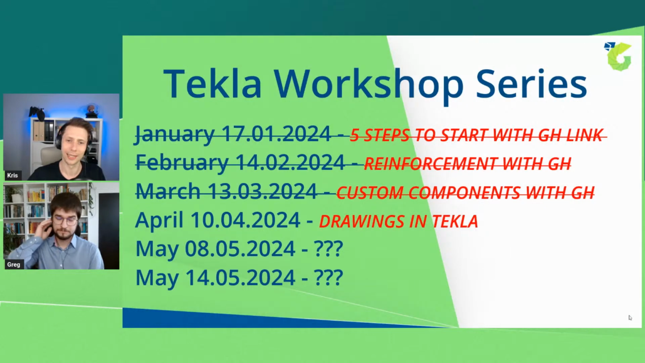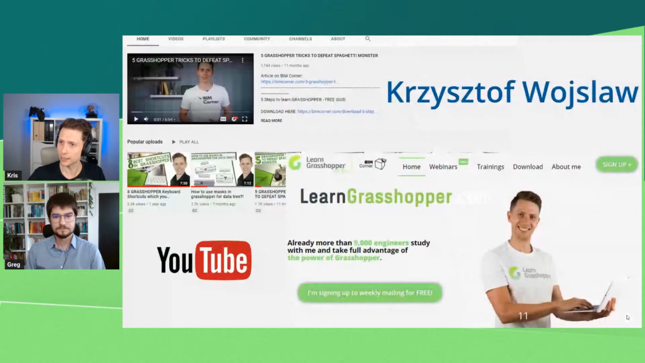Now we are about drawings in Tekla. Before we start, just two words about me. My name is Krzysztof Wojslaw. You can call me Chris. It was fun seeing our names at the start, and I said, we are both Polish. My name is Krzysztof, and Greg is actually Grzegorz. I was saying, okay, Krzysztof and Grzegorz are going to conduct this workshop, and I said, no, we cannot do that to people. So I said, okay, Chris and Greg, it can be simple.